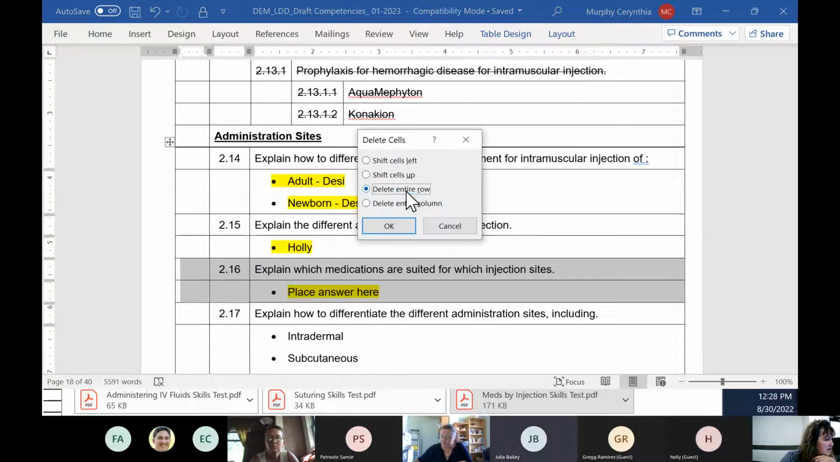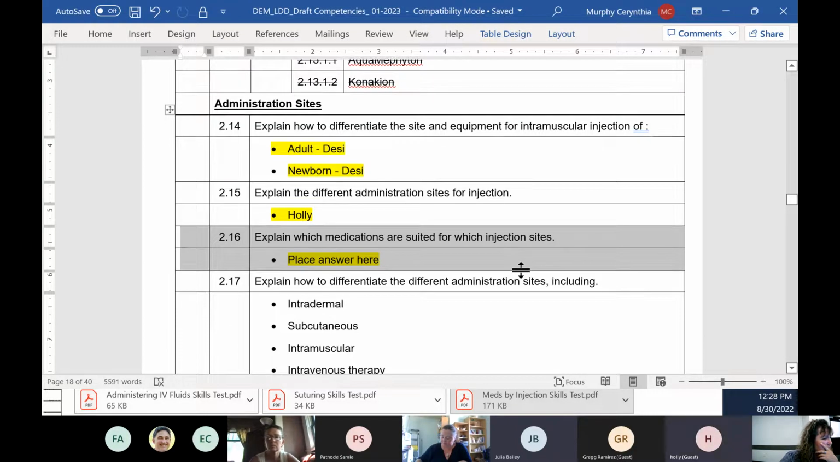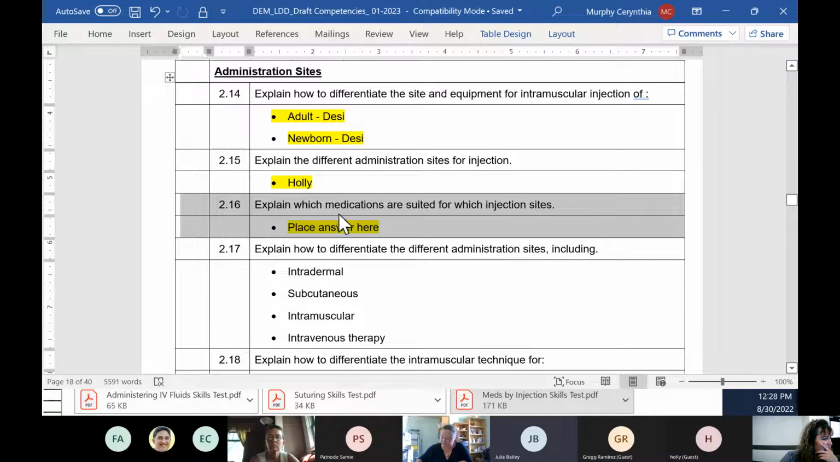Okay, we'll delete it then. It's more about which medications are suited for administration. It's not about the injection site. Exactly. Pitocin is given IM, so it's only suitable for that, and there are those 4 injection sites to choose from. So we don't want to leave 2.16? No, gone.